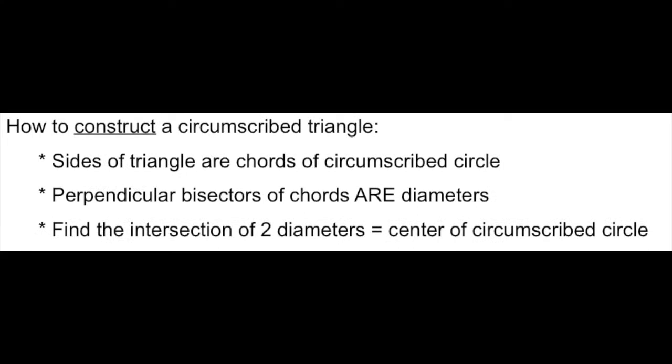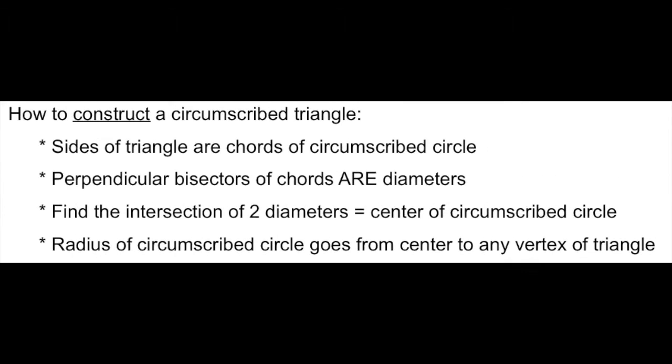And we perpendicular bisect in a construction by gutting that fish. So if we know where the two diameters are, then all we have to do is find the intersection of those two diameters, and that is going to automatically equal the center of our circumscribed circle. The radius of that circle is going to go from the center intersection point of the diameters out to any corner vertex of the triangle.